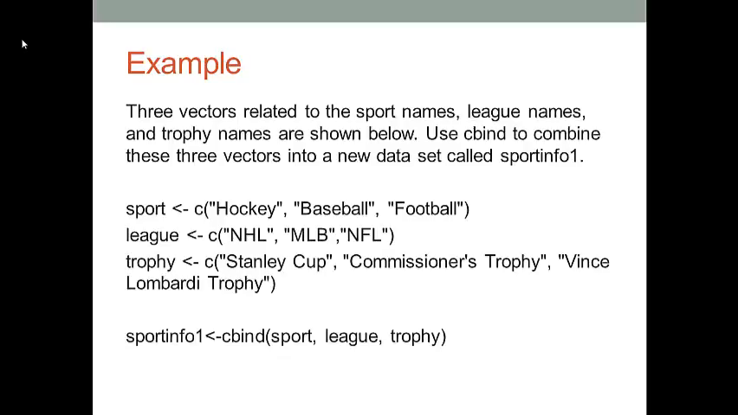Suppose we have three vectors related to sports. We use each vector to contain the sport name, sports leagues, and the trophy names, as you can see on this slide. We want to use the cbind function to combine these three vectors together and form a new data set called sportinfo1.